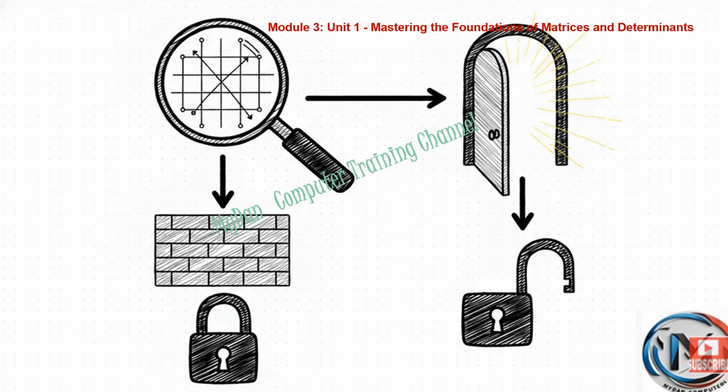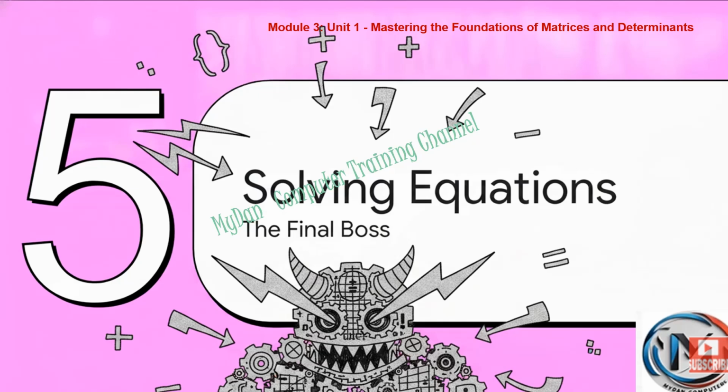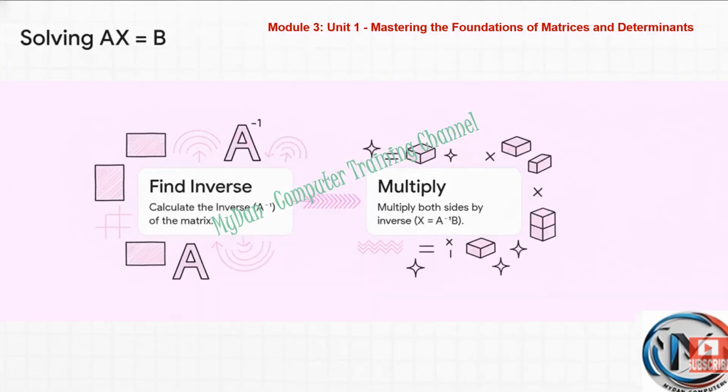And finally, Section 5, Solving Systems of Equations, the final boss. So let's see how all of this builds to our ultimate payoff, solving complex linear equations, which we represent mathematically as matrix A times variables x equals constants b. Since we literally can't just divide matrices, we beat this complex system using two clear alternative steps. First, we find the inverse of the matrix, annotated as A to the negative 1. Finding this inverse is basically the matrix equivalent of dividing. Second, we multiply both sides of our equation by this newly found inverse. This brilliantly isolates our variables, leaving us with our answer, x equals the inverse of A times b.